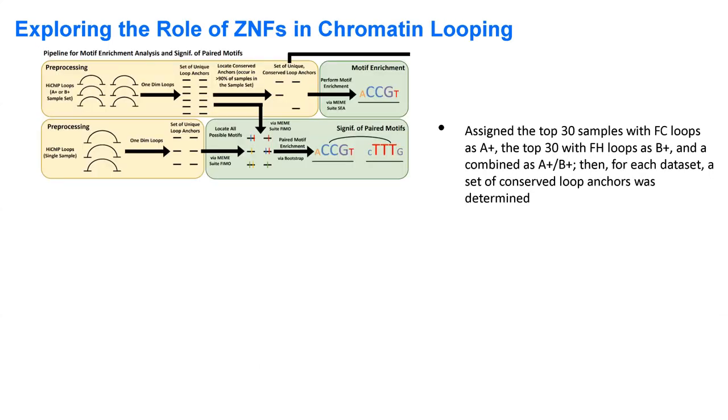As a second application of our database, we performed a series of motif analyses in loop anchors, specifically regulatory interactions. We defined 2 high-confidence H3K27ac HiChIP sample sets, the A+ sample set composed of 5 immune cell types and the B+ sample set composed of diverse cell types. For both sample sets, we identified conserved loop anchors occurring in 90% or more samples.